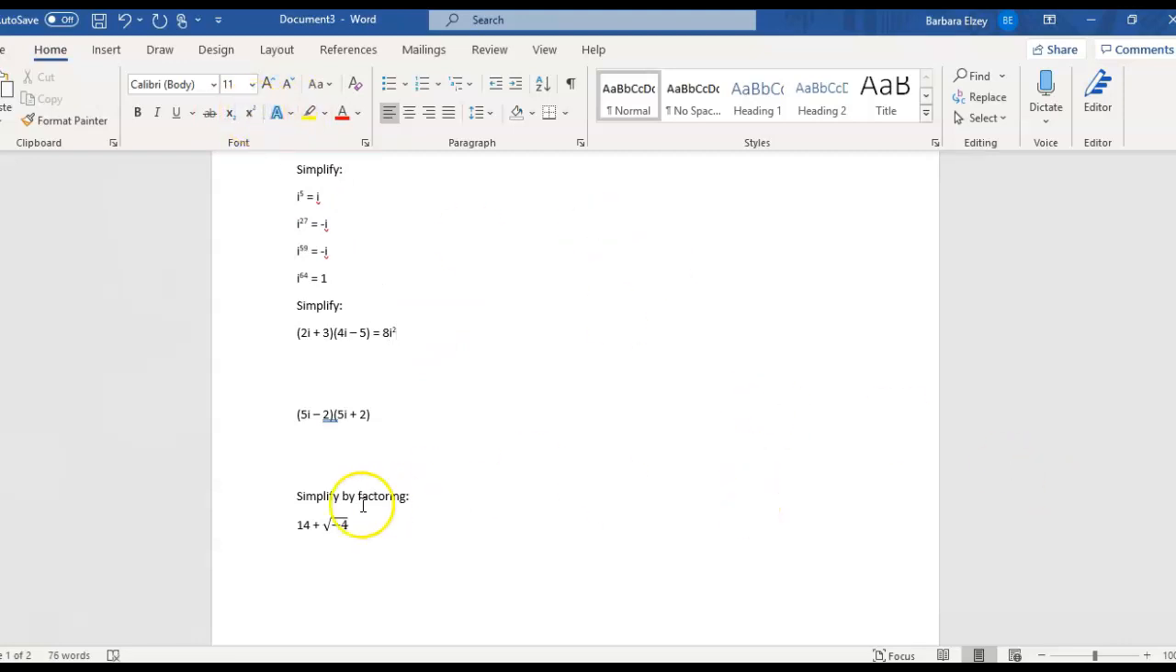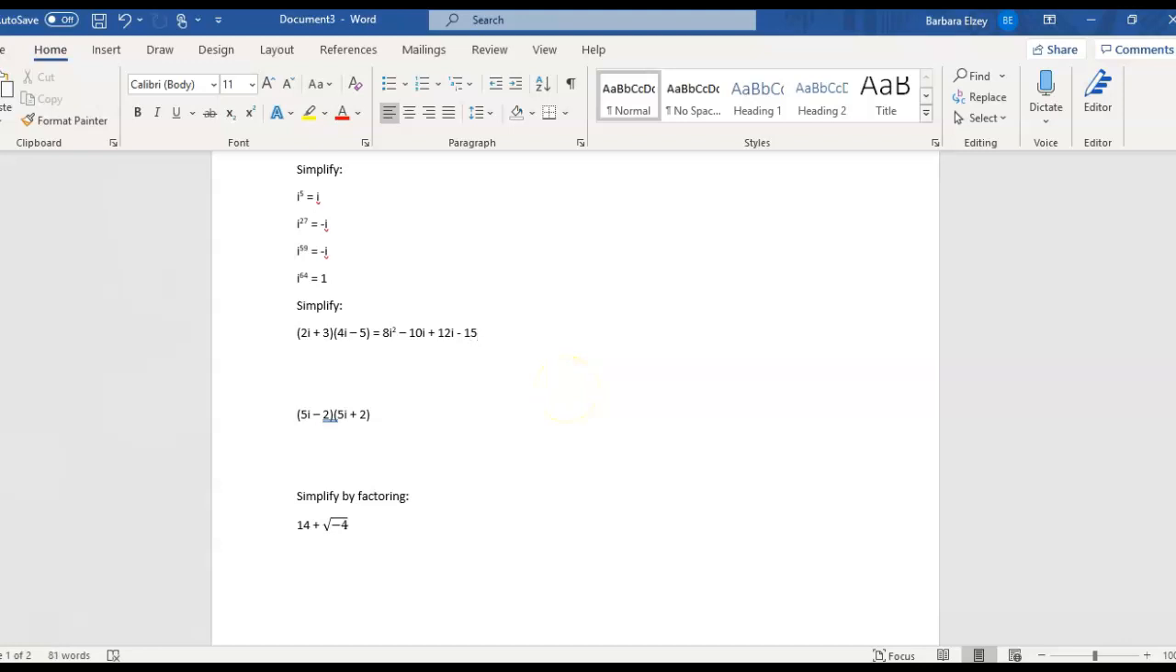All right, and now let's take our outside 2i times -5. We'll make it be -10i. And then our inside 3 times 4i is going to be 12i. And then 3 times -5 for our last will be -15.